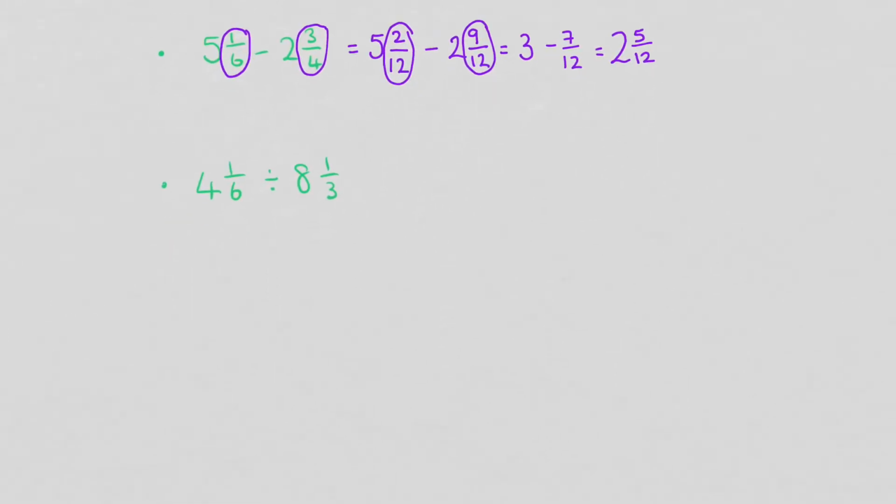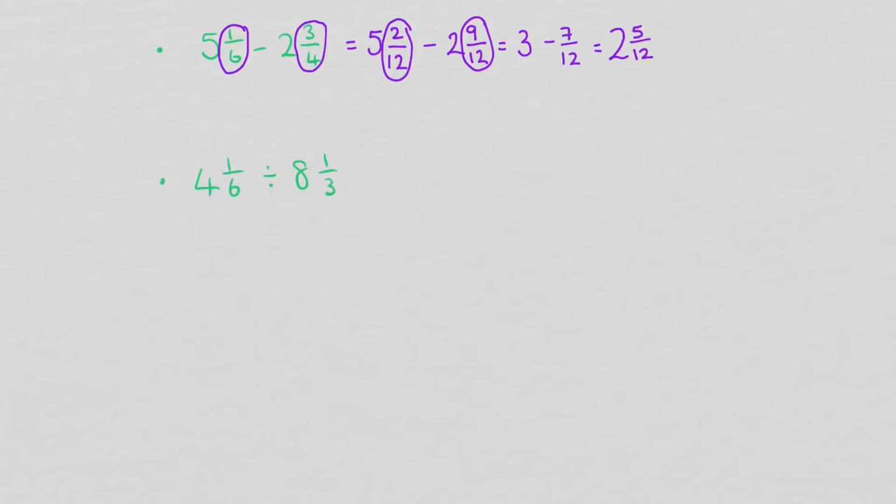And then the second one, when you're multiplying and dividing with mixed numbers, you've got to change them to improper fractions first before you start. So remember to get the number on the top, you do 6 times 4, add 1. So that's 25, and you keep the number on the bottom the same. 3 times 8 is 24, add 1, again is 25. And you keep the number on the bottom the same.